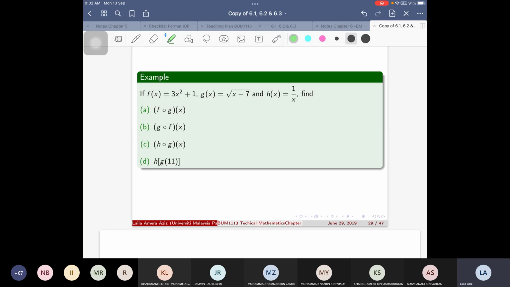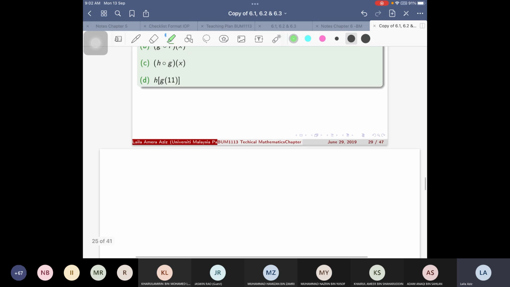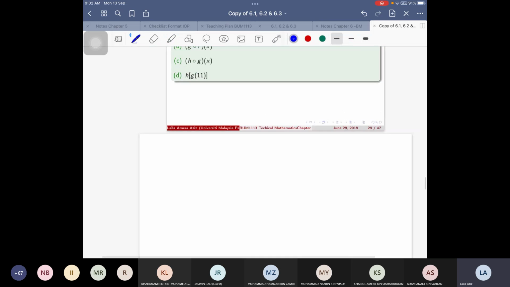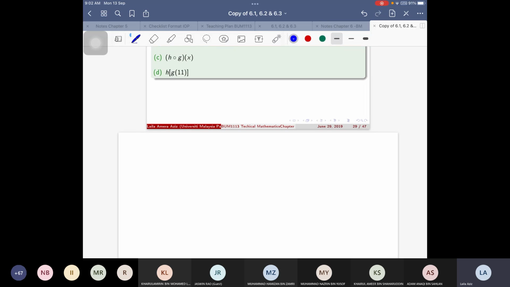So 3x squared plus 1, g(x) equals square root of x minus 7, and h(x) equals 1 over x. Saya tak nak tunjuk banyak. Probably I'm going to pick only 2 of this, sebab as I mentioned to you just now, ni adalah revision. I takut kalau I tunjuk banyak, you bosan sebab dia benda sama. Okay, let's start with the first one, A.